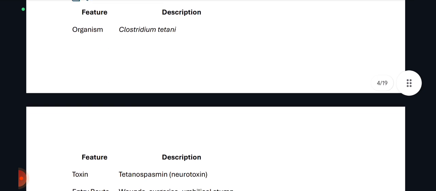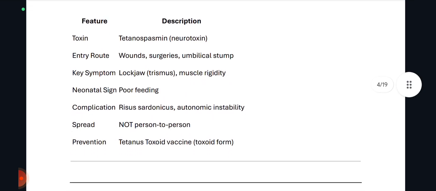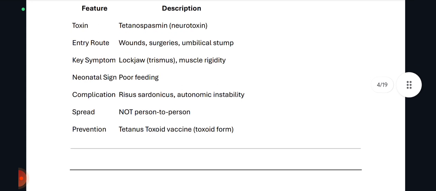So the organism responsible is Clostridium tetani. The toxin is tetanospasmin neurotoxin. Entry is through wounds, surgeries, umbilical stump. The key symptom is lockjaw, trismus, and muscle rigidity. The neonatal sign is poor feeding. Complications are risus sardonicus or autonomic instability.